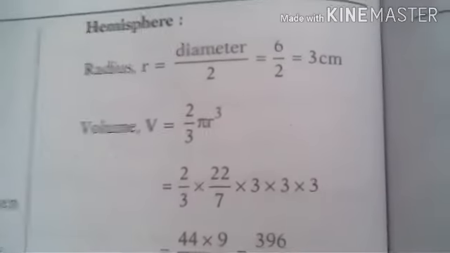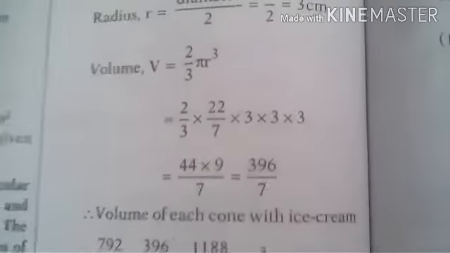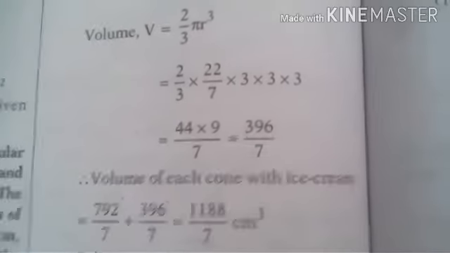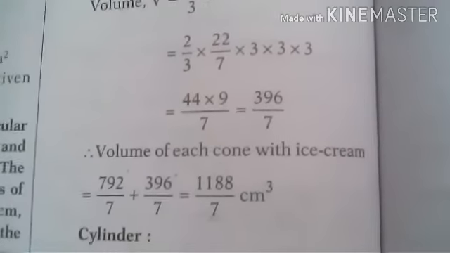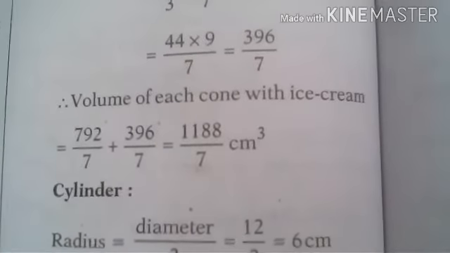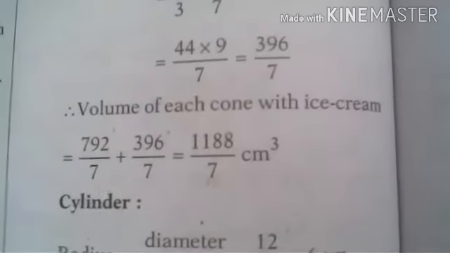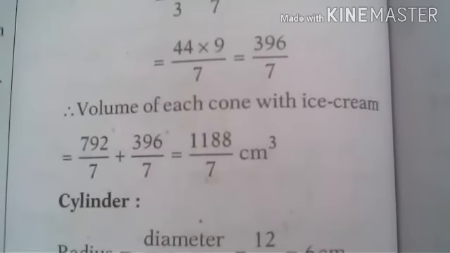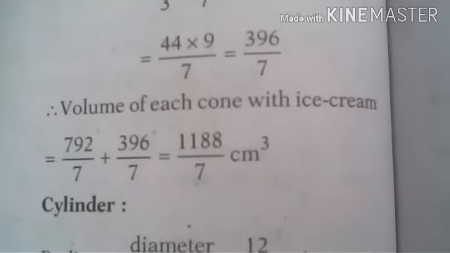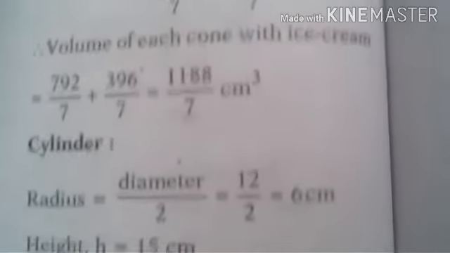So now calculating hemisphere volume. R is equal to 3 centimeters, volume of hemisphere is equal to 2 by 3 pi R cube. So we'll get 396 by 7. Volume of each cone with ice cream, we'll get 792 by 7 plus 396 by 7. Here the denominators are same, so we can add the numerators. We'll get 1188 by 7 centimeter cube.